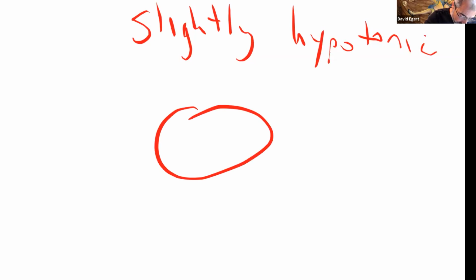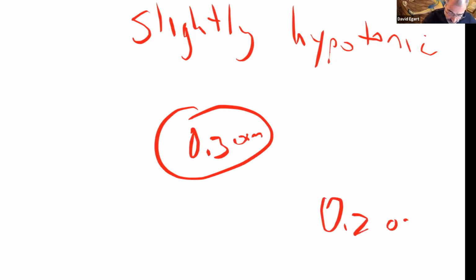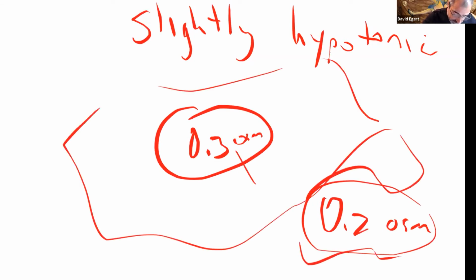So I'm 0.3 in the cell. What if the outside was just 0.3 osmolar? Wait, this is outside. So now the osmotic gradient, which is what's important, is less. The difference between 0 and 0.3 is very strong, so water comes in with a lot of osmotic pressure.